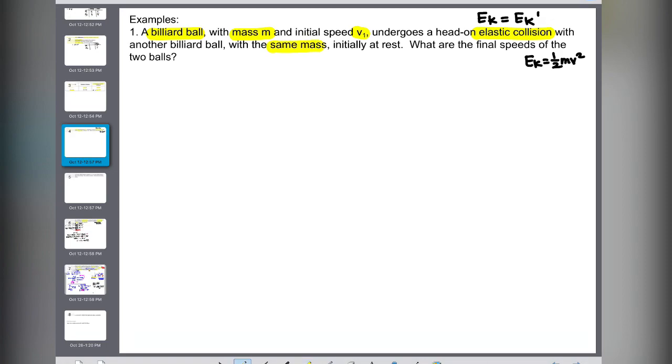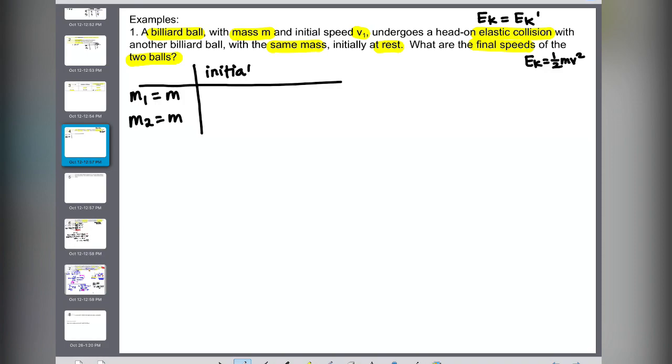And it initially was at rest. Highlighter, at rest. What are the final speeds of the two balls? Okay, so I have m1, the first billiard ball, which is m. I have m2, the second billiard ball, that's also m. They're the same mass, so I'm going to use the same variable. Initially, the first one is traveling at v1, but this one, v2, is not moving.